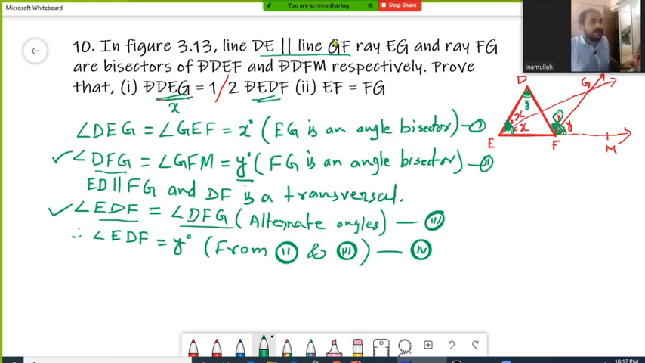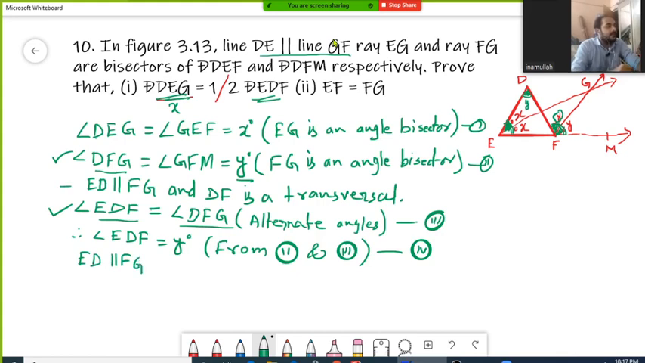Now it's time to bring a relationship between x and y. So I'm going to develop that relationship between x and y. And how can we do that? By just changing our transversal. So this time I'm taking the same parallel line. Look at this. Here I'm saying ED parallel with FG. This is the same as the previous case.